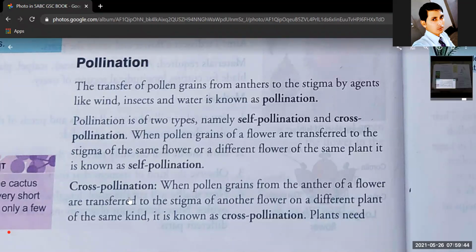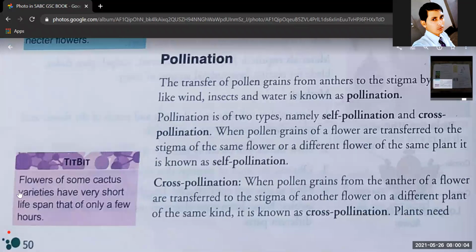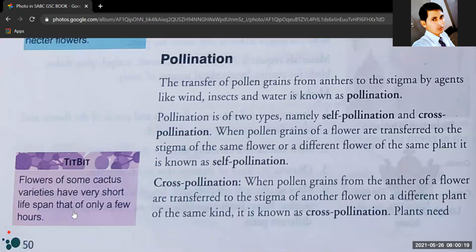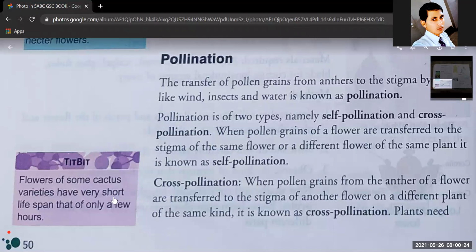And what is cross-pollination? When pollen grains from the anther of a flower are transferred to the stigma of another flower on a different plant of the same kind, it is known as cross-pollination. So this is the definition of self-pollination and cross-pollination. And something is given in the tidbit box. Flowers of some cactus varieties have a very short lifespan of only a few hours. So many cactus plants live only for a few hours.